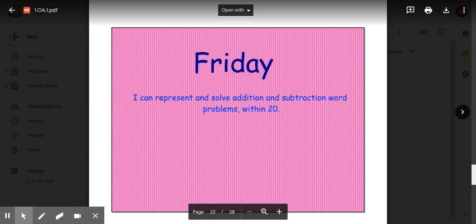Today we're going to be reviewing some more addition and subtraction word problems with N20. So let's go ahead and read our I can statement together, and then we'll get started. I can represent and solve addition and subtraction word problems with N20. All right, let's go.